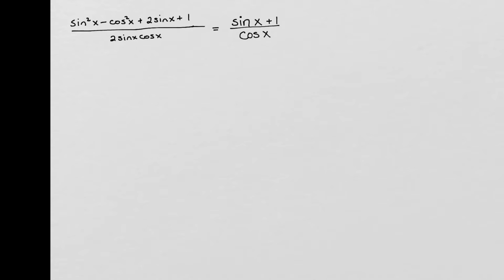Okay, so now I have this equation, and I'm trying to work from the right-hand side to get to this middle part from the previous problem. So let's see what I'm doing here. Okay, so I know that I want my denominator to turn out to be 2 sine x cosine x, working from the right to get over to the left-hand side here. So what I'll do is I'm going to take sine x plus 1 over cosine x and multiply both the numerator and the denominator by 2 sine x.